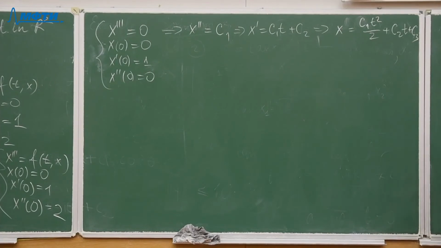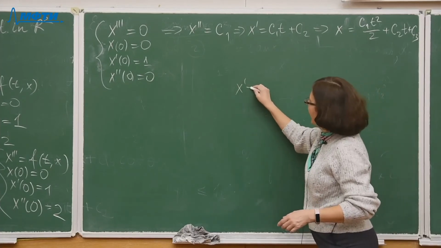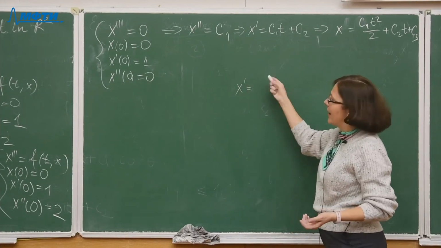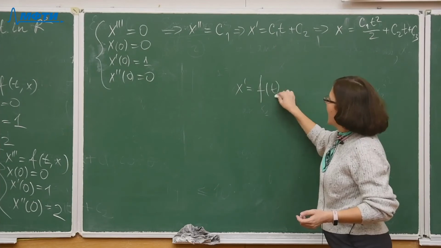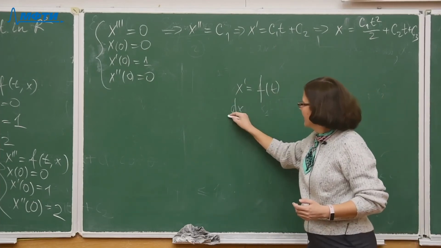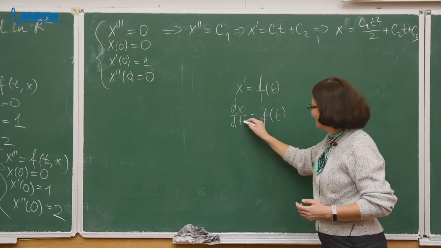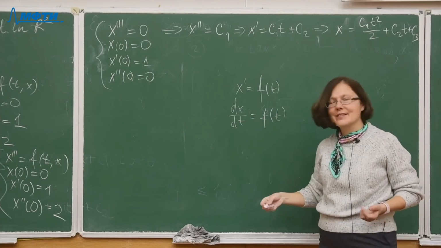Why do we integrate C1? We get C1t plus C2. What's the reason for that? So how to solve x prime equals the function f of t? How to solve this differential equation? The variables are separated. Or maybe, the first way is to separate variables.